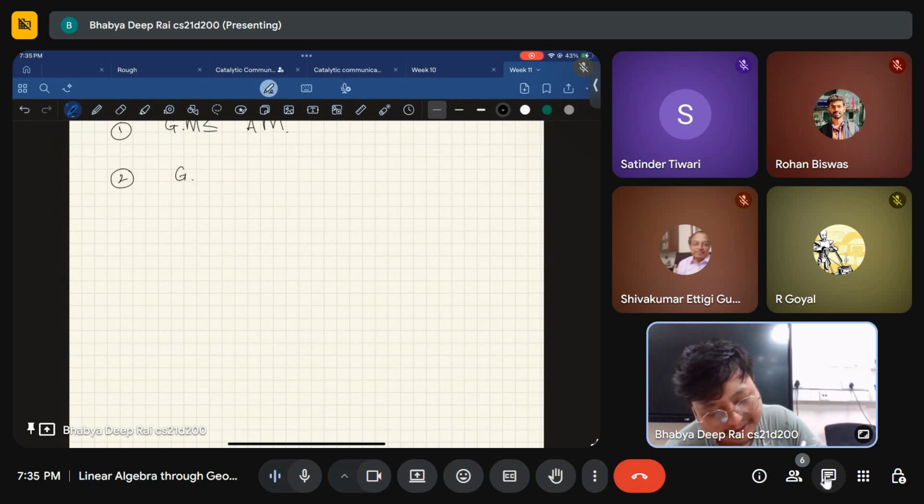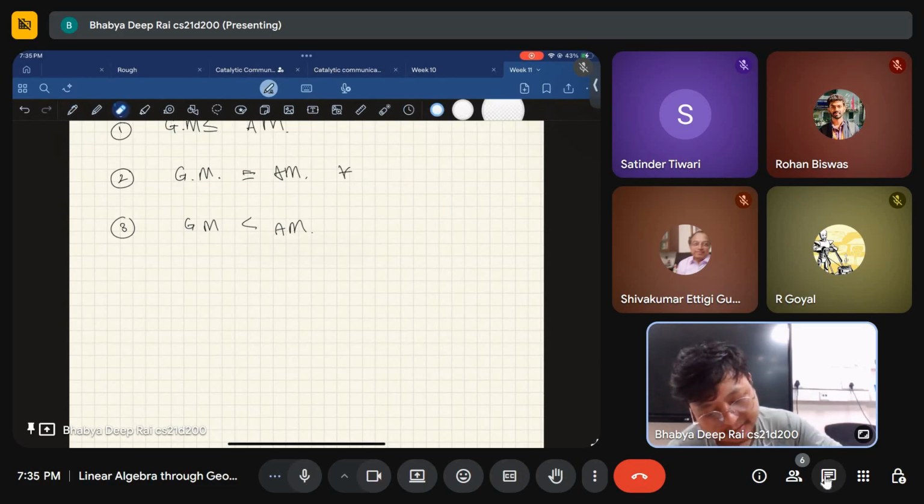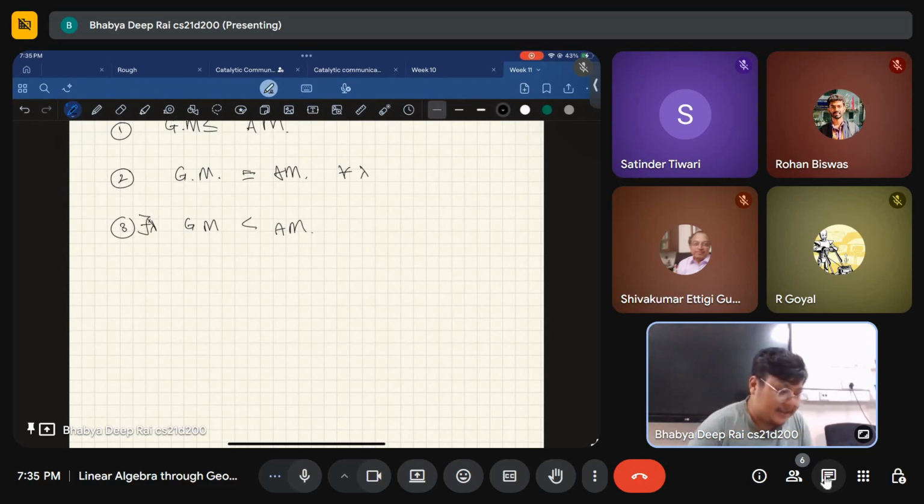what if geometric multiplicity is equal to algebraic multiplicity? That is something that we'll see. And what if geometric multiplicity is strictly less than algebraic multiplicity? For all eigenvalues, for all lambda, and let's say there exists a lambda such that geometric multiplicity is less than algebraic multiplicity. That is something that we'll see.